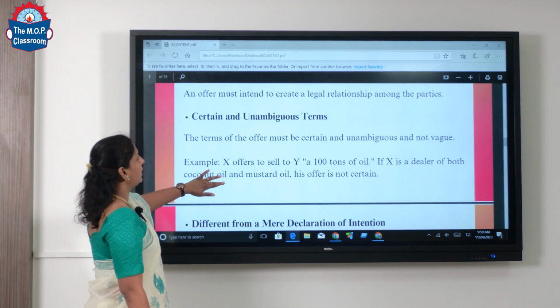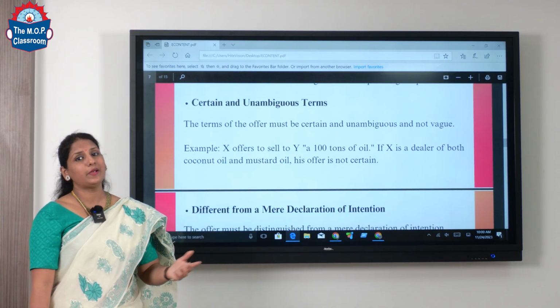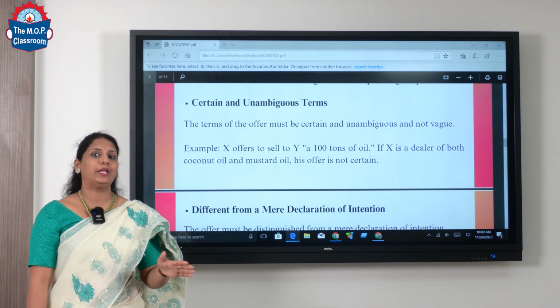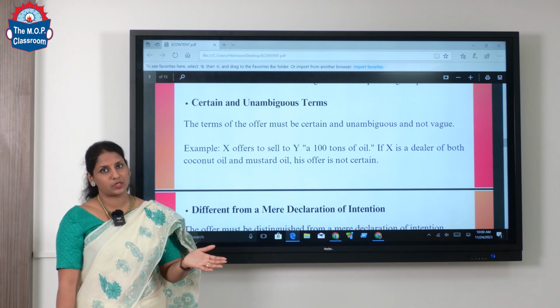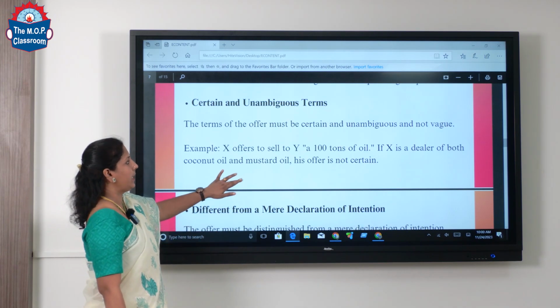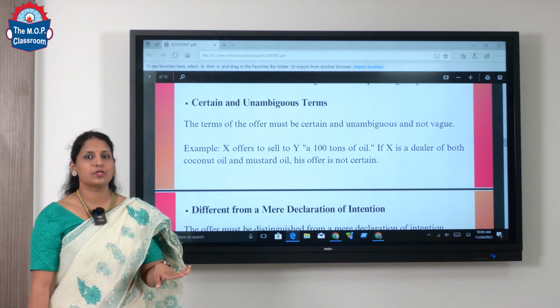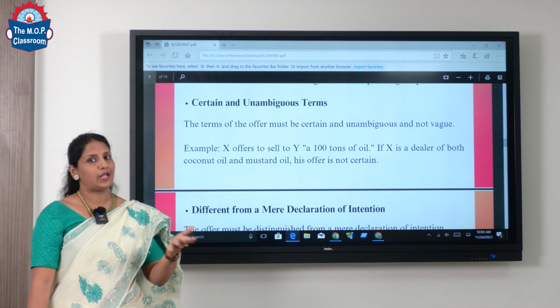The second one is certain and unambiguous terms. So what do you mean by certain terms? What do you mean by not vague terms? Both the offeror and the acceptor should be very clear in what they are stating in an agreement. Only then can the agreement be enforceable by law. So if X gives a statement which is not very clear, which is very vague, then it will not come under the essential elements of an offer.